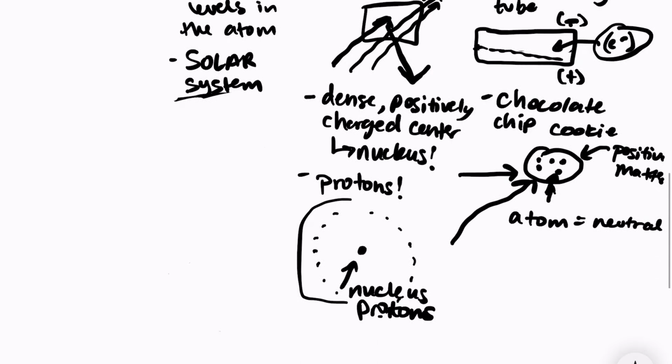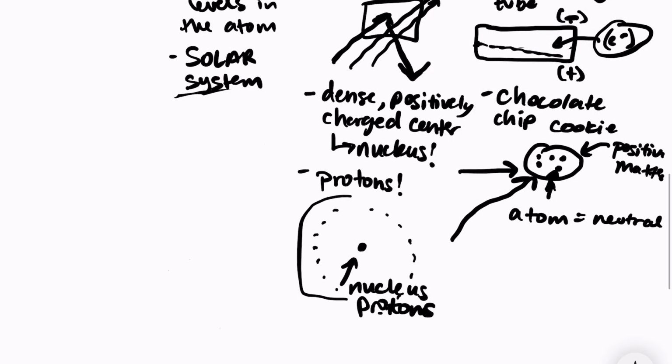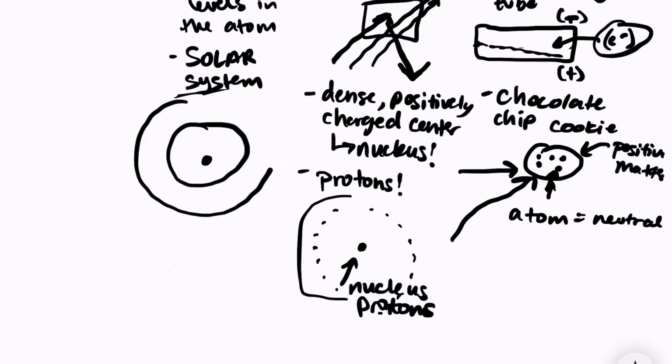So Bohr thought that electrons were in energy levels in the atom. So if we have the nucleus, what Bohr thought is that the electrons were moving in orbits around the nucleus. So here's our electrons. They're moving in orbits around the nucleus. And he did think that electrons could jump between the orbits, but they could not be in an in-between phase. So there could not be any electrons in this section where there's not an orbit, or in this section or over here. Electrons had to be in specific orbits somewhere around the nucleus.